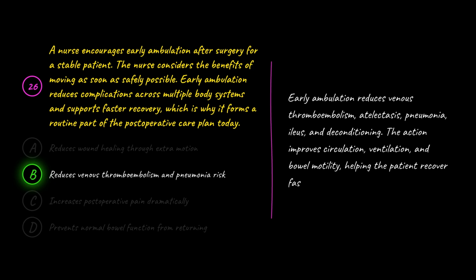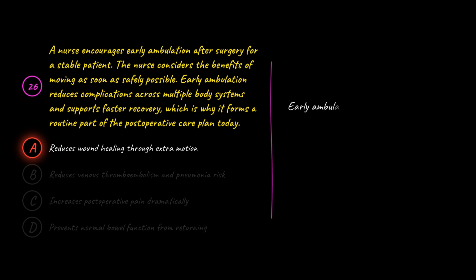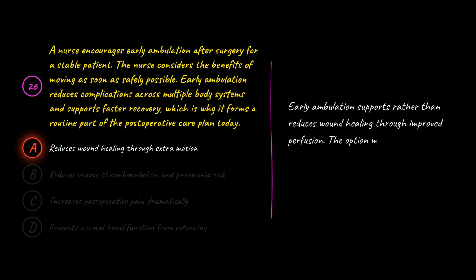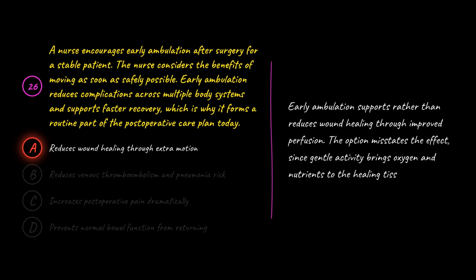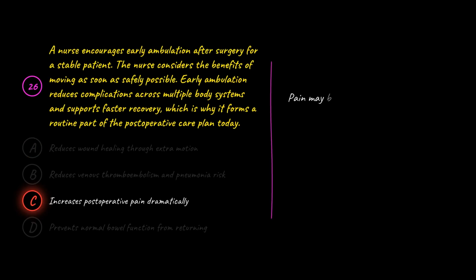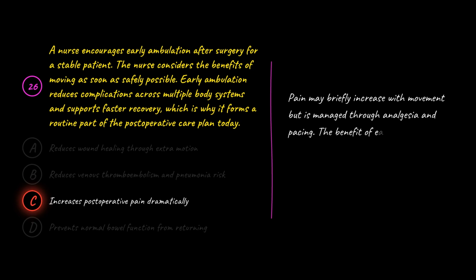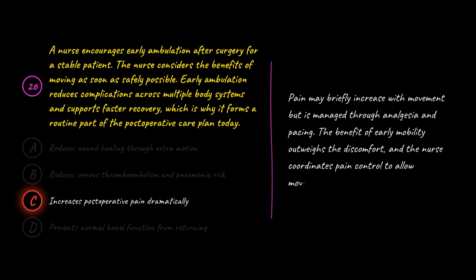A is wrong because early ambulation supports rather than reduces wound healing through improved perfusion. The option misstates the effect, since gentle activity brings oxygen and nutrients to the healing tissue and promotes recovery overall. C is wrong because pain may briefly increase with movement but is managed through analgesia and pacing. The benefit of early mobility outweighs the discomfort, and the nurse coordinates pain control to allow movement without unnecessary suffering.